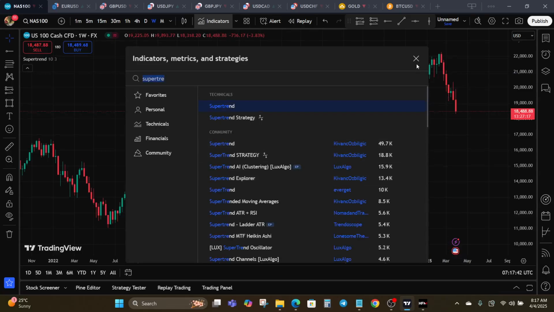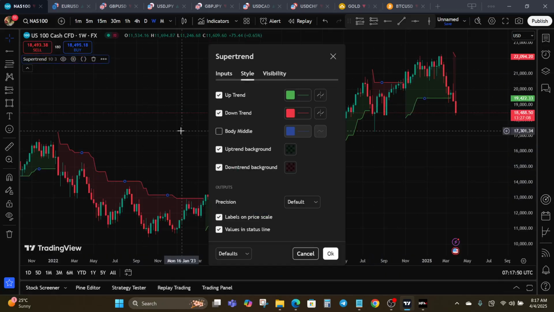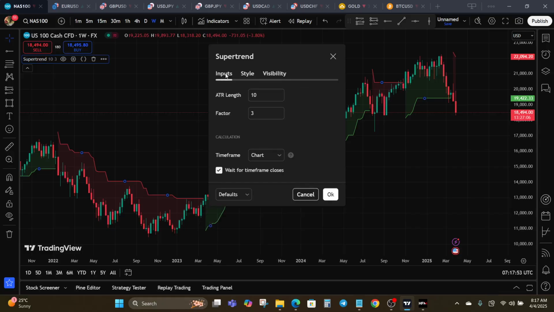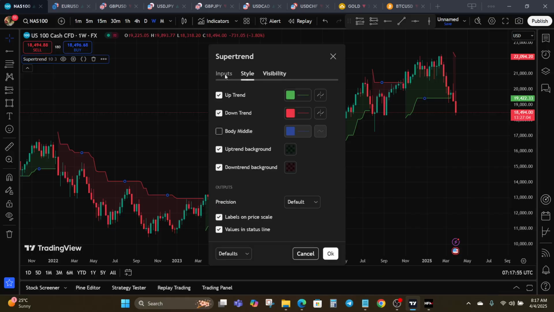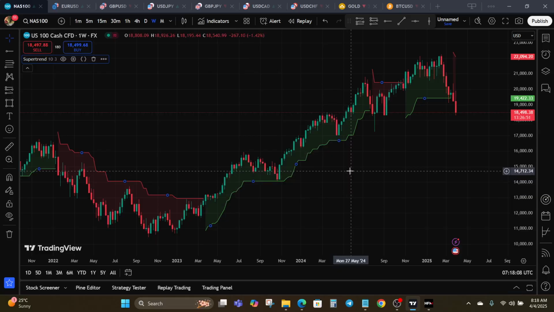So let us just add the super trend indicator to the chart. We are using the super trend indicator with the settings: the ATR length is 10, the factor is 3. Why? Because it smooths out the signals and prevents overtrading. This setting works well across most major forex pairs.